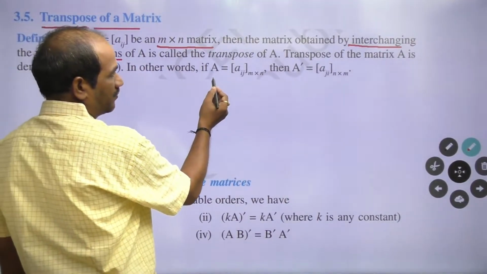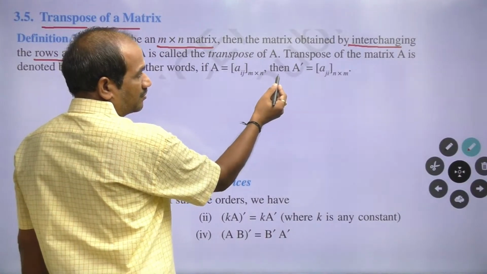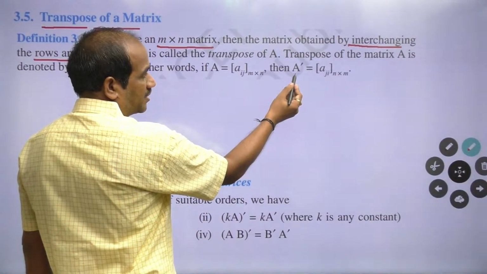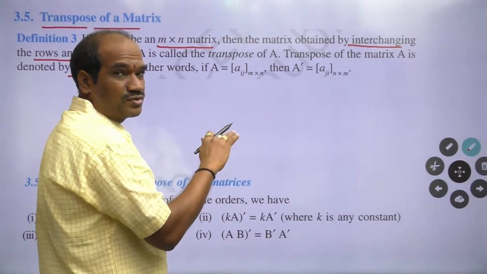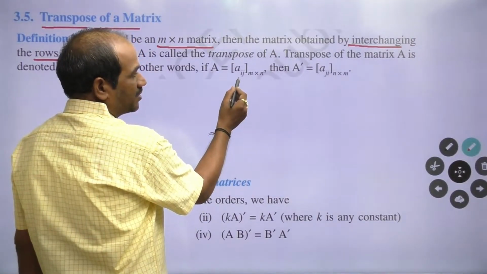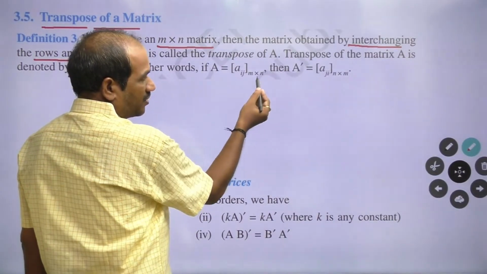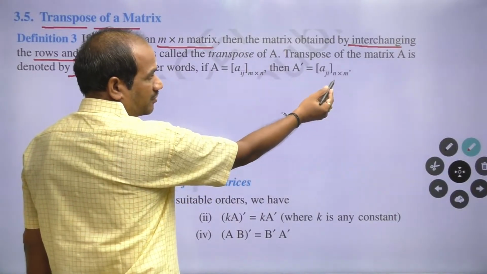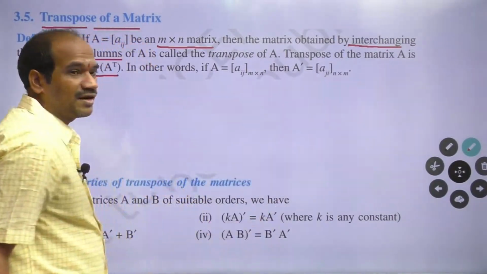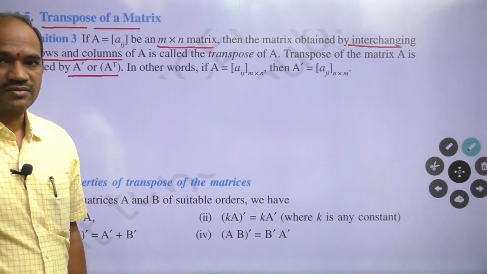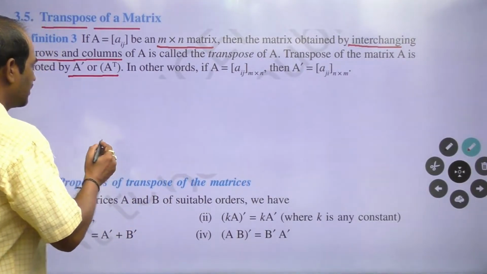In words, if A equals Aij is m by n, then A dash is obtained by interchanging columns into rows. Interchanging ij into ji, and the order becomes n by m. Interchanging rows into columns. Now, in this example.